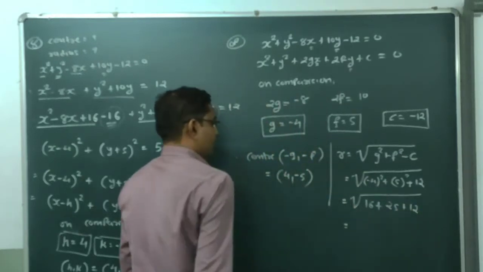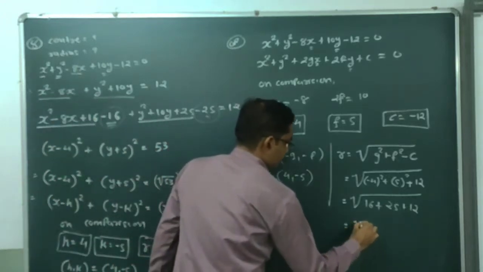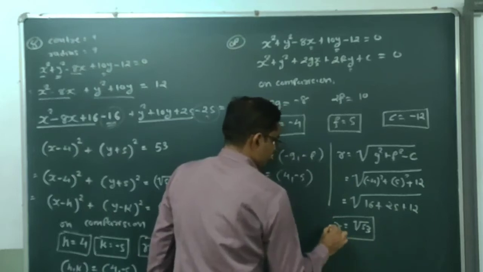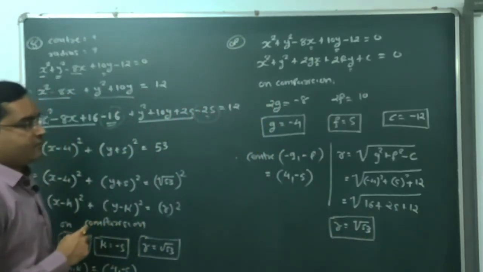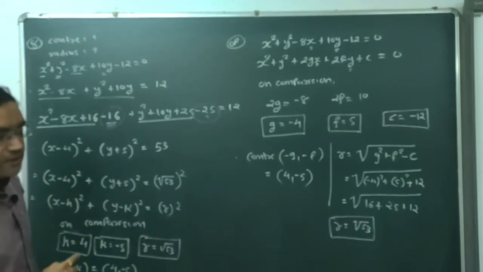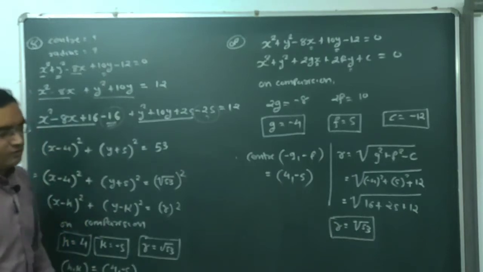So 16 plus 25 plus 12 is 53. Square root of 53 is the value of the radius. So now you can give the answer. Coordinates of the center are (4, -5), and the radius of the circle is root 53. Is that clear? So take a screenshot.